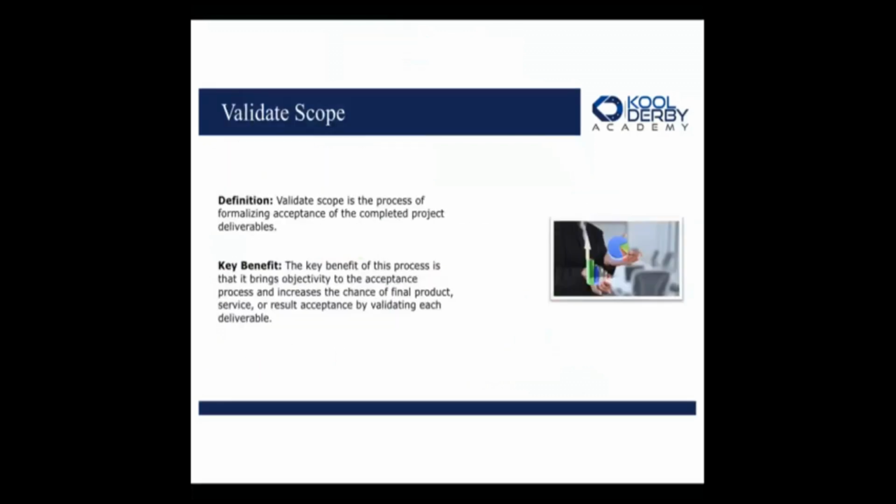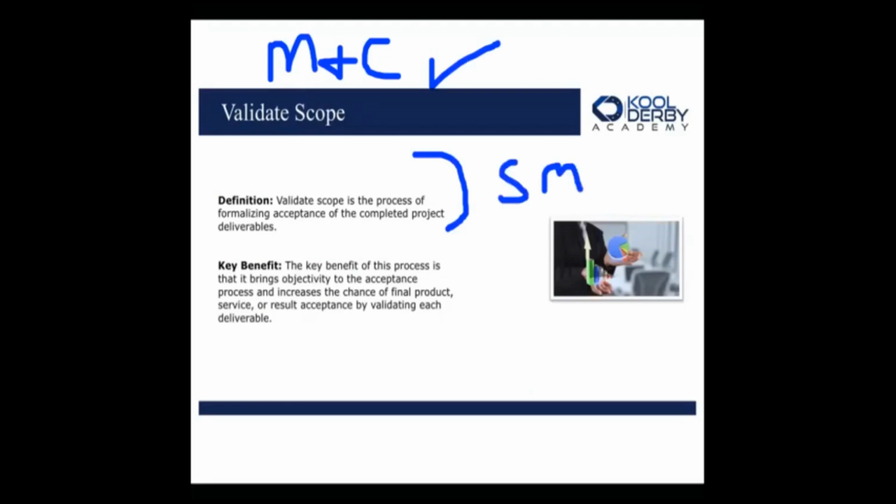All right, so we are in validate scope, right? Validate scope is in which process group are we in? You said monitoring and controlling. You are correct. That's the process group. Which knowledge area are we in? You said scope management. You are correct. I know it sounds silly and you guys are thinking, gosh, he's already told us that. I know, but I'm going to tell you again and again because I want you to be ready.